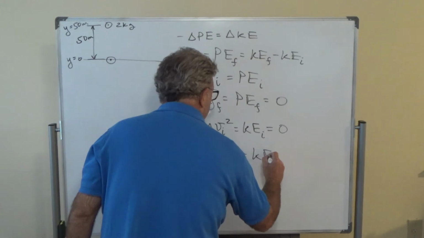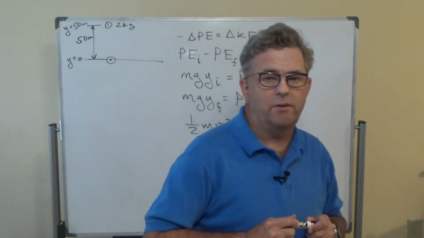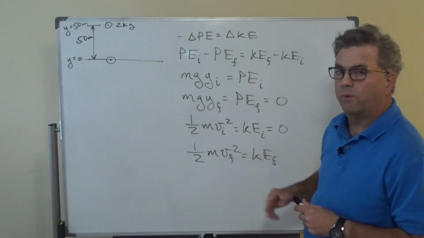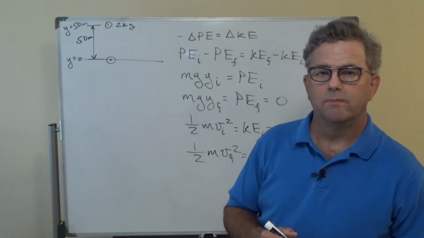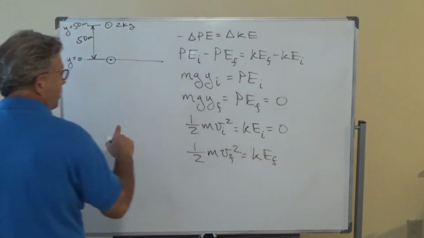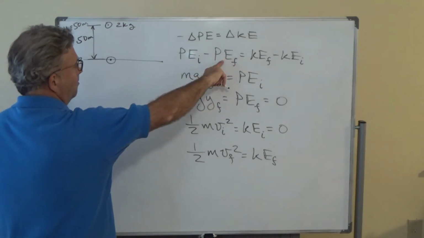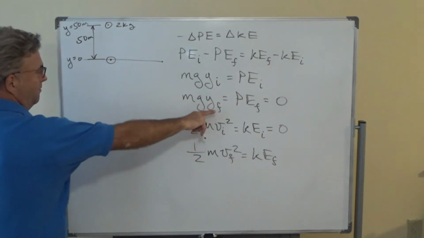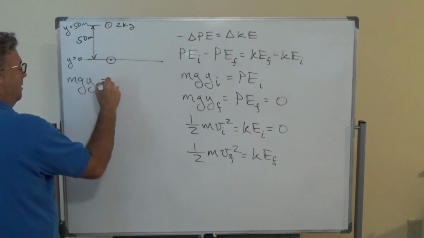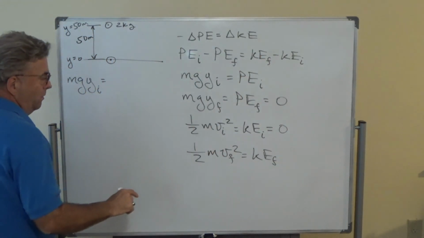Equal to KE final. This is going to give us a way to calculate the final kinetic energy, and by knowing the final kinetic energy, we can calculate the final velocity. We're ignoring air resistance. So I have P initial minus P final. P final is 0. So we have mgy initial is equal to KE final minus KE initial.